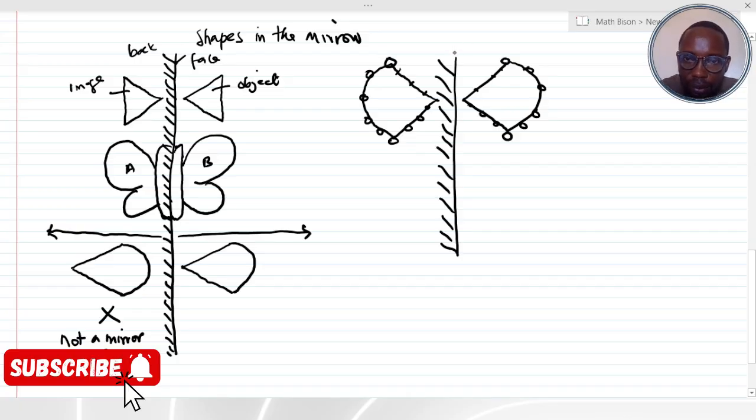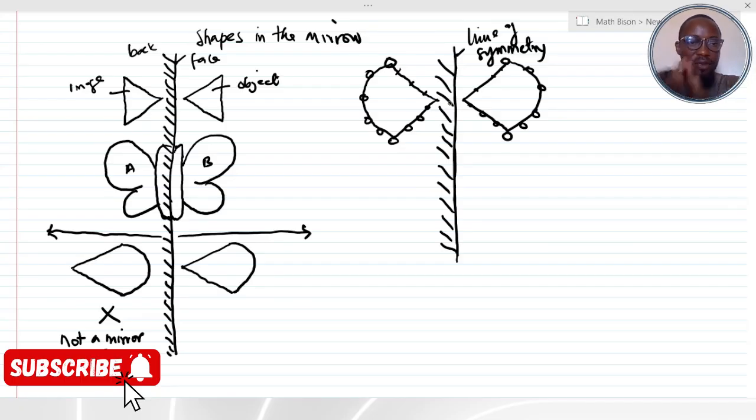So this position where the mirror sits, or this line which the mirror is sitting on, is the what? Line of symmetry. That is the line that folds the shape into two equal images that are mirror images of each other. They cover each other perfectly.